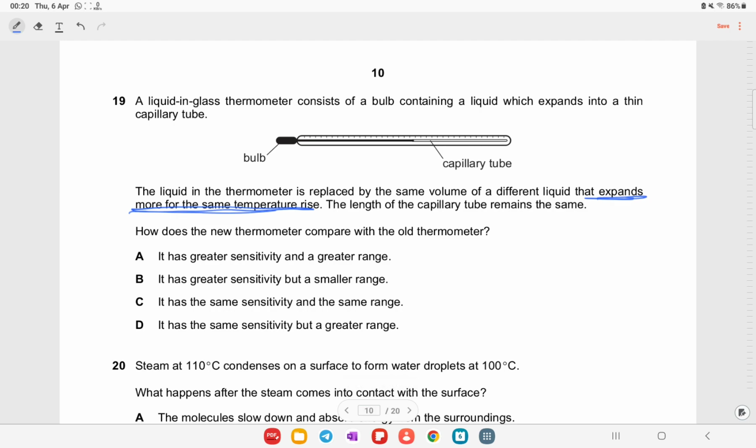It has the greater sensitivity and range. This is fine, but this is not true, because when the sensitivity is greater, the range gets reduced. It has the greater sensitivity but smaller range. This is true. It has the same sensitivity. Again, this is wrong, and same range? No, the range will be reduced. It has the same sensitivity. Okay, obviously this is wrong, so this is also wrong. So option B is your right answer.